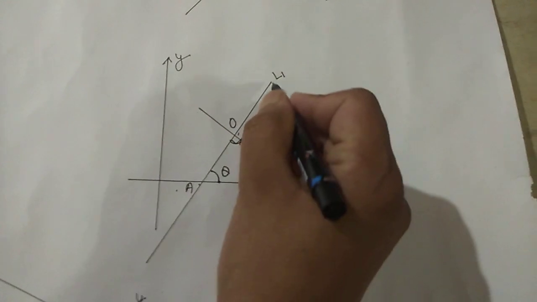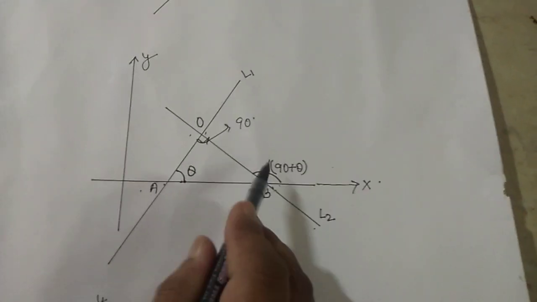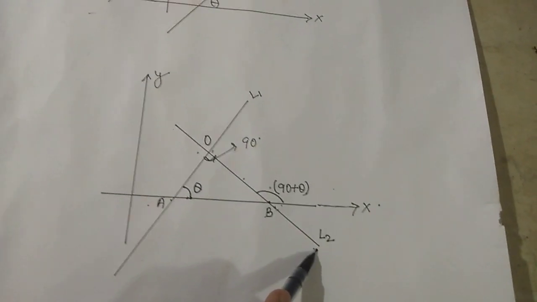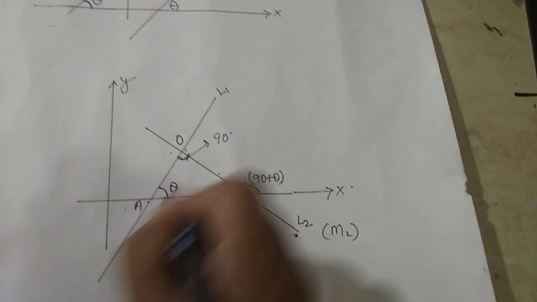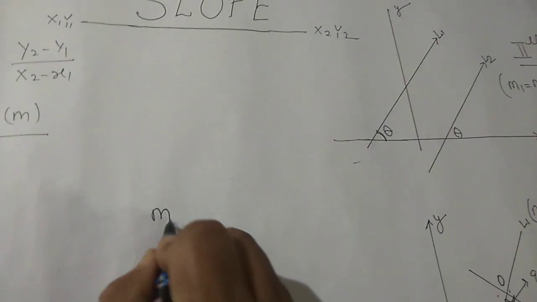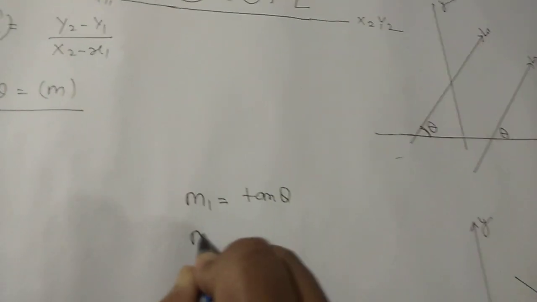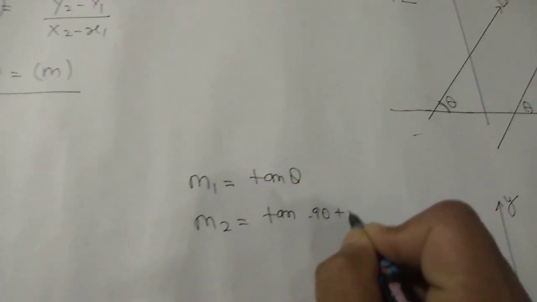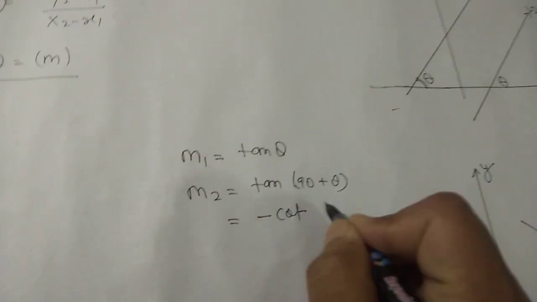It means L1 is making theta with the x-axis and L2 is making 90 plus theta with the x-axis. Suppose L2 has slope m2 and L1 has slope m1. So we can write m1 is equal to tan theta, m2 equal to tan of 90 plus theta. See the beauty of math. You know it: minus cot theta.